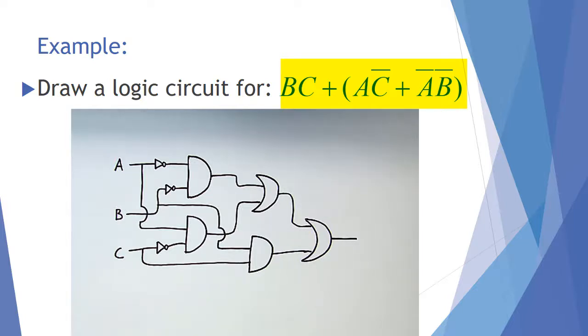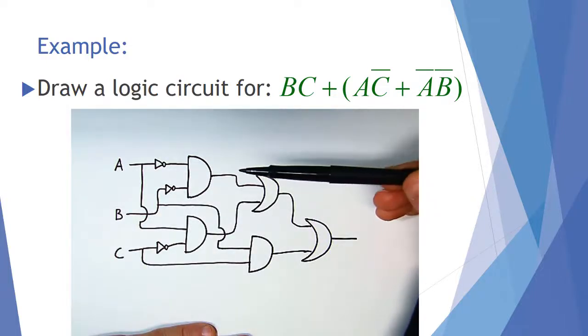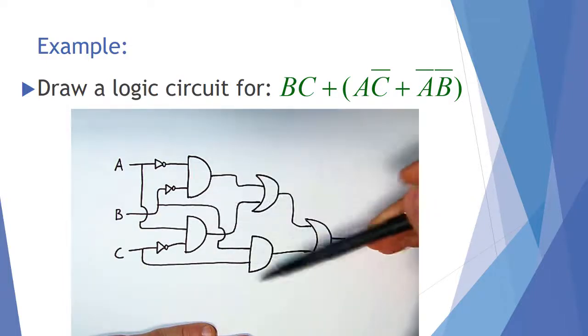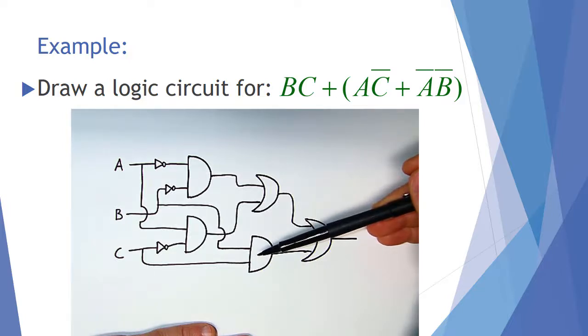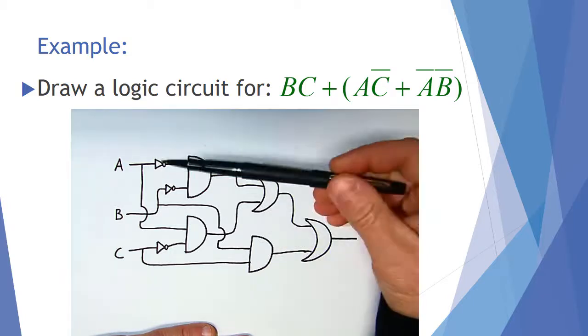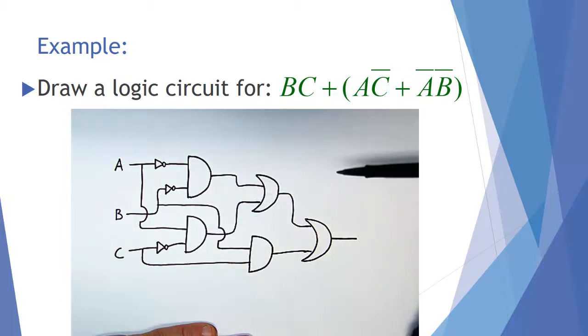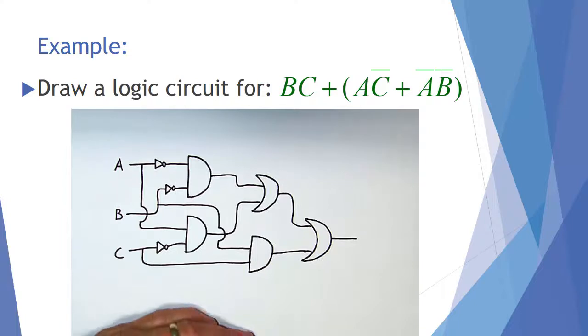Now I want you to notice something. We have three multiplications here between B and C, A and C naught, and A naught, B naught. And we have three AND gates, one there, and one there. We have two Boolean additions in our expression, one inside the parentheses and one out, and we have two OR gates. We have three inverters, C naught, A naught, and B naught, and we have three inverter symbols. So there's our logic circuit.